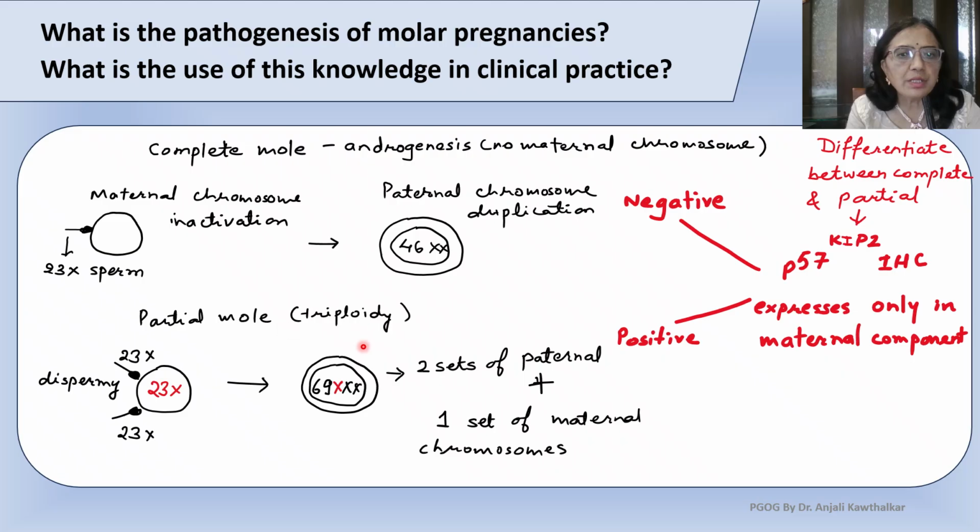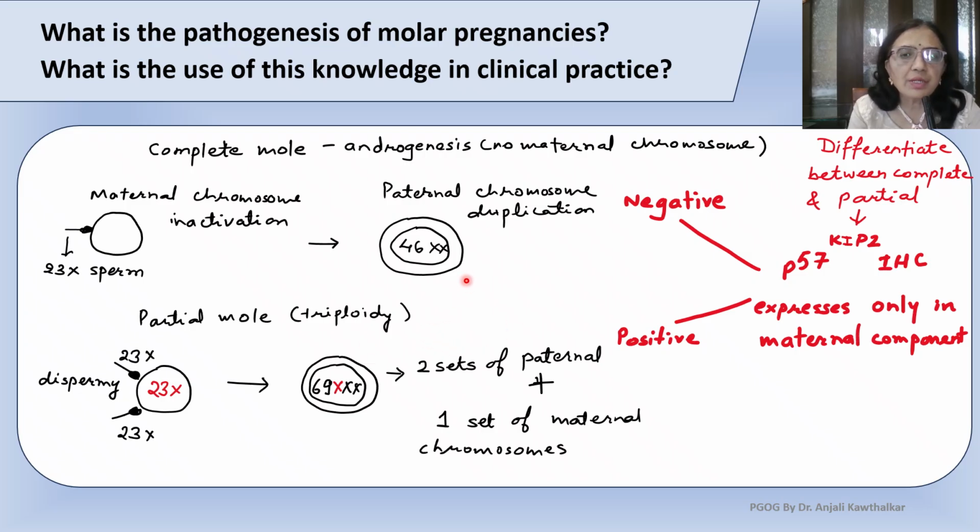Whereas for partial mole, there is a triploidy. A 23X ovum is getting fertilized by two sperms simultaneously. It is called dispermy. Suppose both sperms have 23X chromosomes, it will be 69XXX, with the red one showing that it is of maternal origin. So we have two sets of paternal chromosomes and one set of maternal chromosomes in cases of triploidy, leading to partial mole.